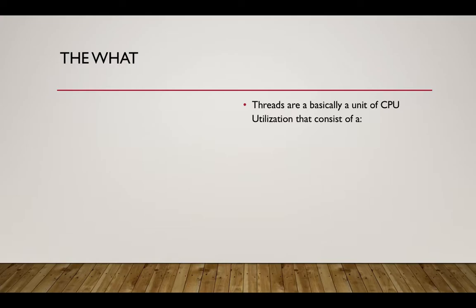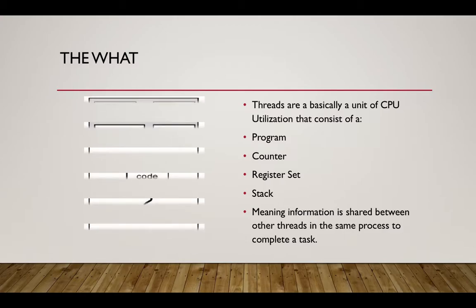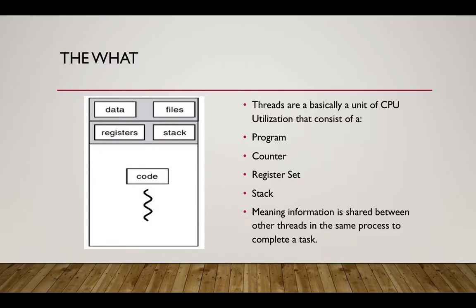Basically, threads consist of four major things. Those are the program itself, the counter, the register set, and a stack. Each is there to share information between each thread within the same process to complete a task. This depiction shows a better understanding of what's going on as a thread is being processed.